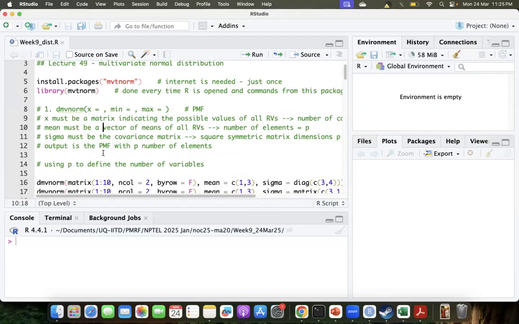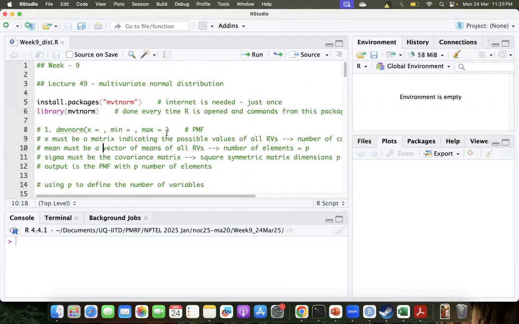There's a lot of things going wrong here, but anyway, for the multivariate normal distribution, it does not come directly with the base R package that you get when you just install R. So you will have to install a package which is called mvtnorm, multivariate normal. When you want to install something, it's going to download the package first and then do the installation. So yes, you need the internet, but that needs to be done just once.